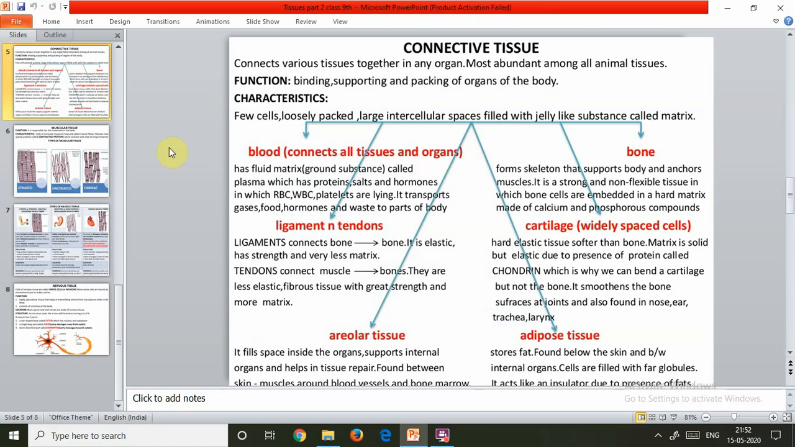Now we'll talk about the fluid connective tissue, that is the lymph and the blood. The fluid connective tissues link the different parts of the body and maintain a continuity in the body. That means whatever blood is flowing to the head, the same blood is flowing till the toe. So this is the continuity in the body, and this is maintained by the fluids that are blood and lymph.